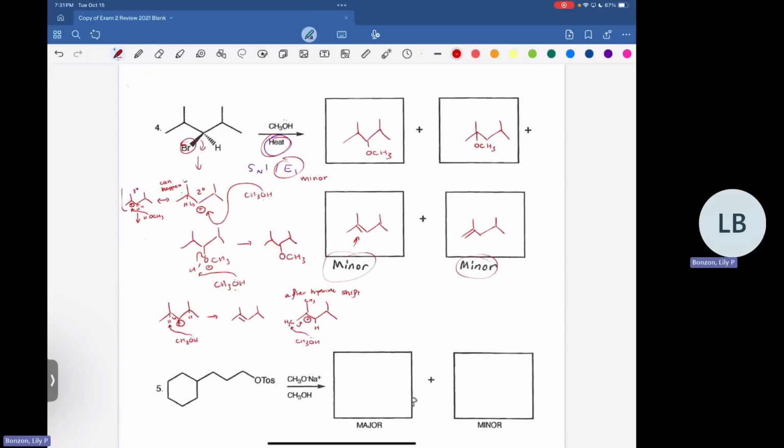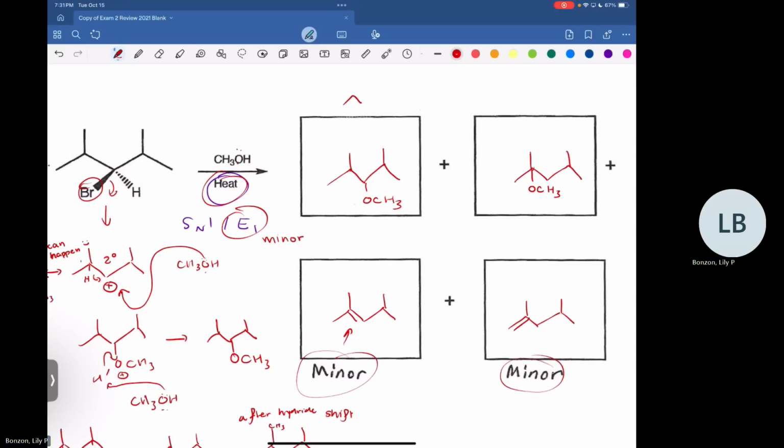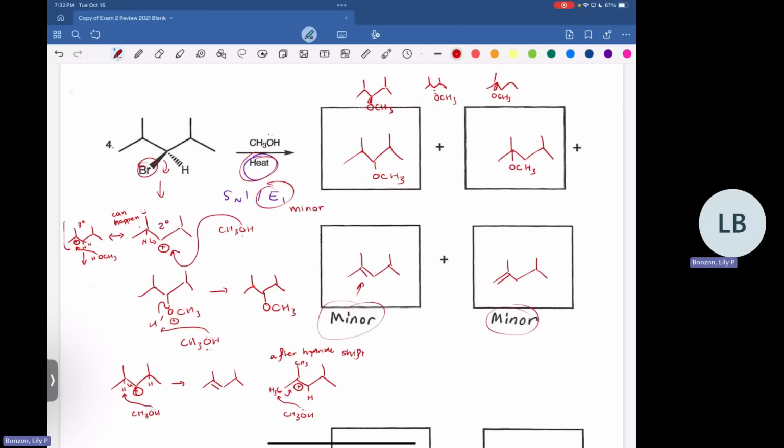That's just because you could draw the wedges and dashes, but you'd just have to have a lot more boxes, basically. You'd have to be able to draw that one, and then you'd have to be able to draw this one, and then you'd have to draw this one. So, yeah. I think she just doesn't really care to ask you about the stereochemistry of it because it's going to be 50-50 either way. So this is kind of like a 50-50 mixture of the stereochemistry product.